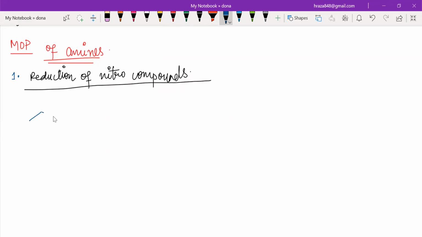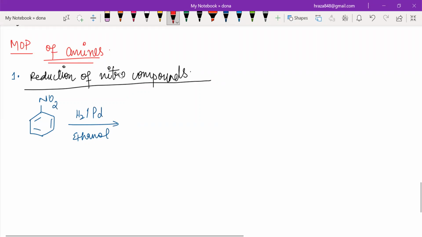So there are two methods to reduce a nitro compound. This is your nitrobenzene. And if you are going to use H2 in the presence of ethanol and catalyst Pd, palladium, then this will be reduced. What does reduction mean? Reduction means removal of oxygen or addition of hydrogen. So you just need to remove the oxygen and add hydrogen. This is how it is done.